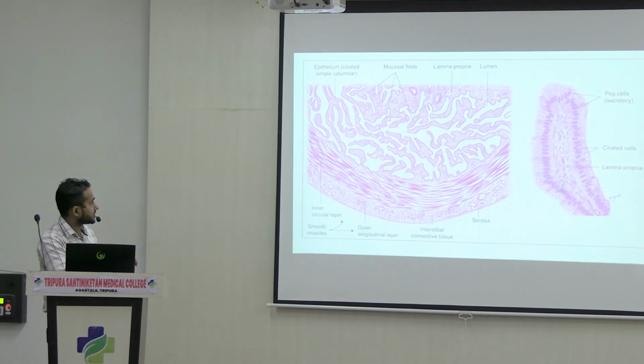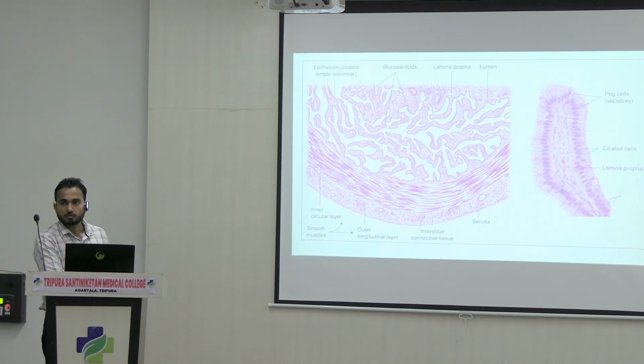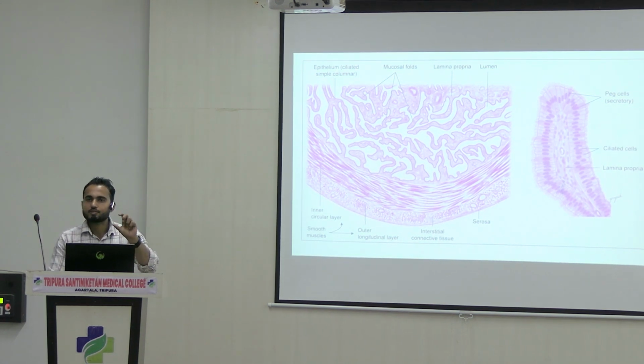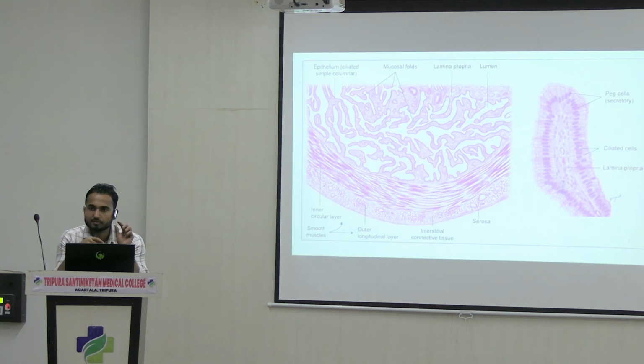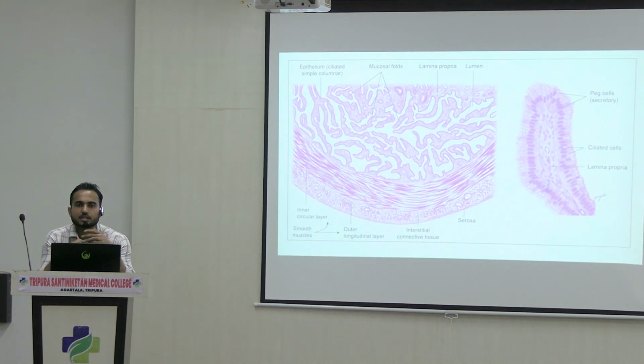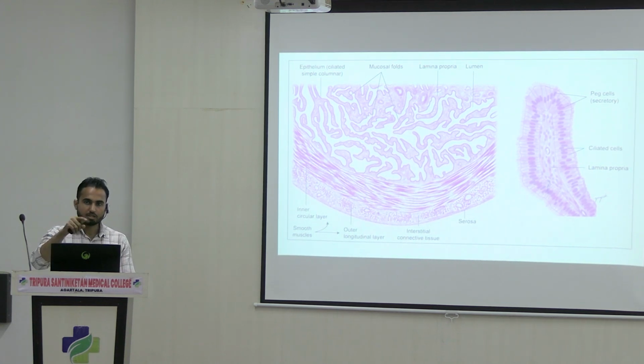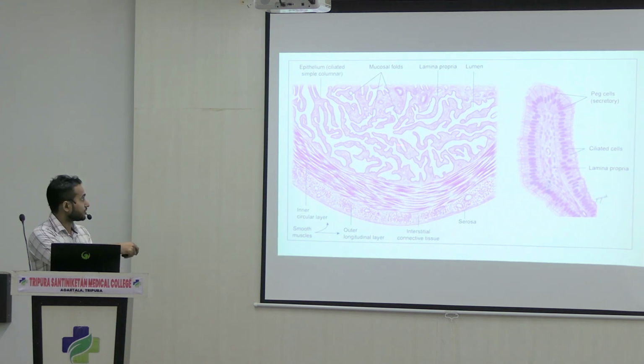Can anyone tell me what this is? This is the lumen of the fallopian tube. The length of the fallopian tube is approximately 10 centimeters, and the diameter is very small, approximately 3 millimeters. Inside, the lumen is almost occupied by folds. These are nothing but the mucosal folds.